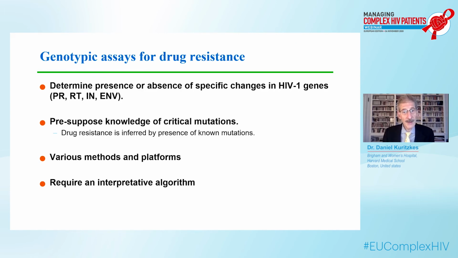Well, how is it that we go about determining drug resistance? The most common approach is to use genotypic assays for drug resistance. These determine the presence or absence of specific changes in different viral genes that are targets of our drugs, such as the protease, reverse transcriptase, integrase, or envelope proteins. But in order to interpret a genotypic resistance test, it presupposes the knowledge of critical mutations, and drug resistance is really being inferred by detecting the presence of these mutations. There are various methods and platforms for doing the genotyping, but all of them require an interpretive algorithm.